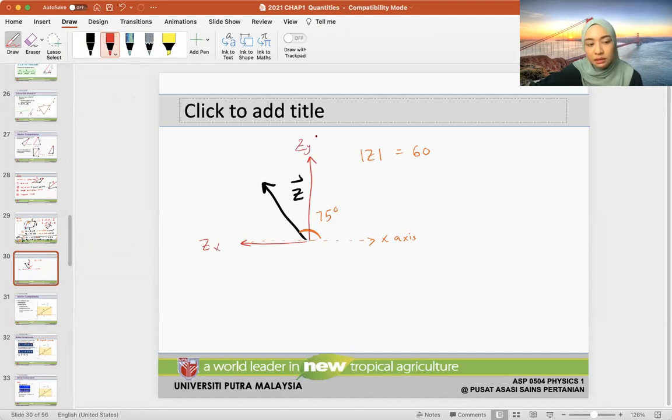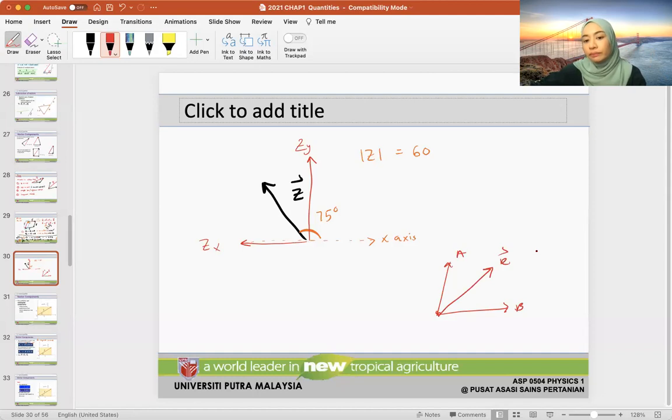Why am I expecting the Y component to be going up and the X component to be going to the other side? Because I need my Z vector to be in between those components. It always has to be in between. Remember our tail to tail method: if I have A and B, the resultant is always in the middle.